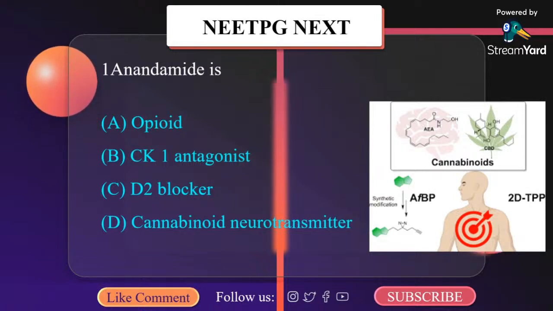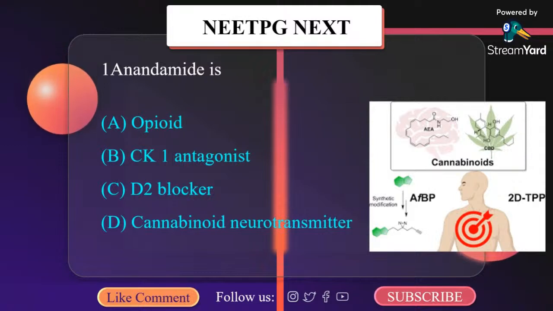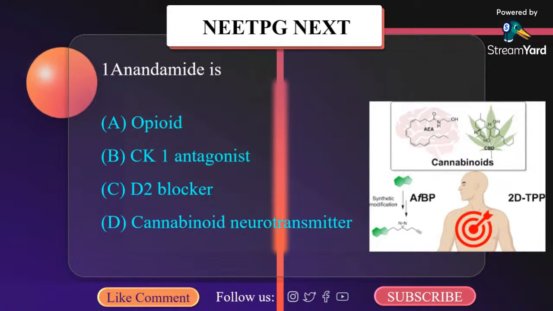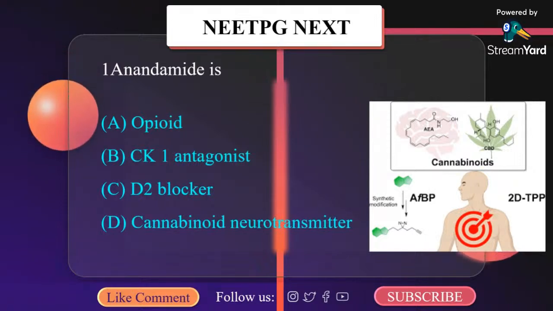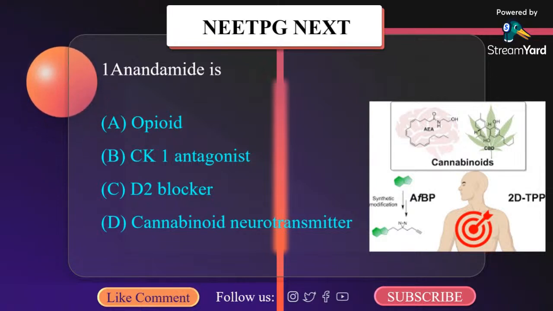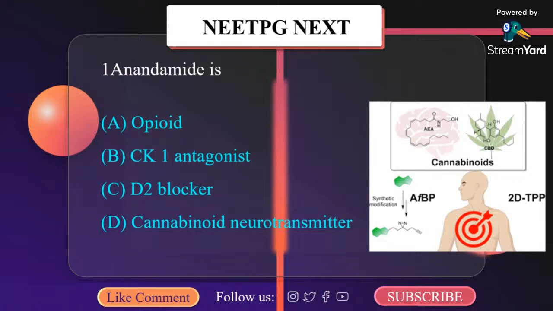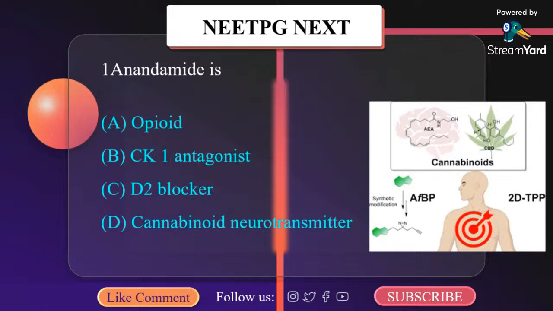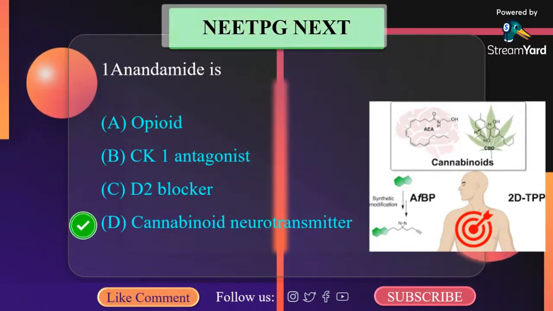The name is taken from the Sanskrit word ananda, which means bliss and delight, and it is an amide. It is synthesized from N-arachidonoyl phosphatidylethanolamine by multiple pathways. It is degraded primarily by the fatty acid amide hydrolase (FAAH) enzyme, which converts anandamide to ethanolamine and arachidonic acid. As such, inhibitors of FAAH lead to elevated anandamide levels and are being pursued for therapeutic use. So the correct answer here is cannabinoid neurotransmitter.